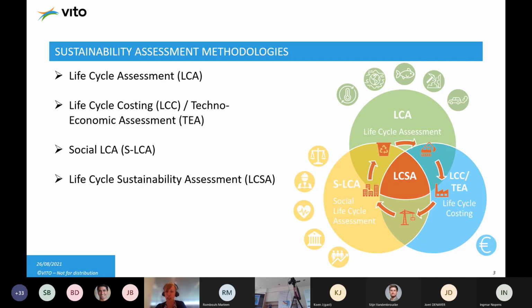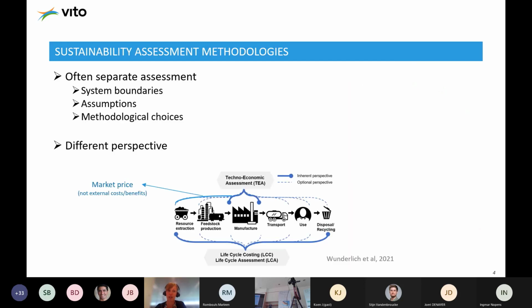Although these methodologies exist and are used a lot, and for some they're even ISO standards, there are still some challenges. The first challenge is that they are often done in a separate assessment, so they are not combined, which leads to different system boundaries. Also the assumptions, so the values that are used to make the calculations, are often not in line with each other. Also, there is still some room for methodological choices, and that makes comparison of the results of sustainability assessments hard.